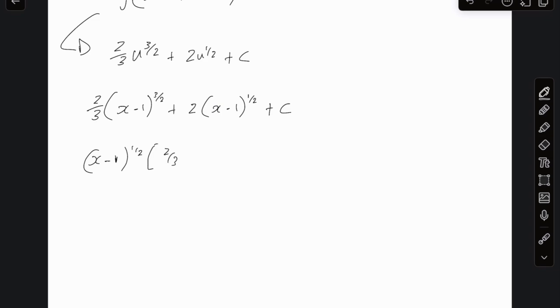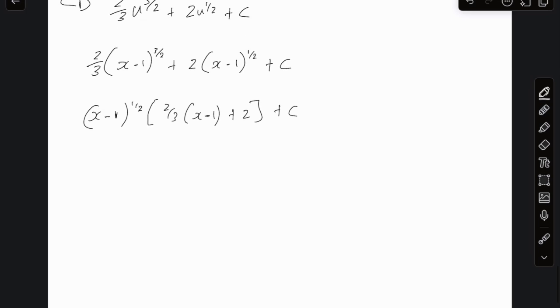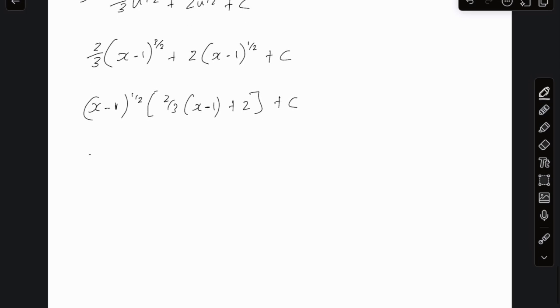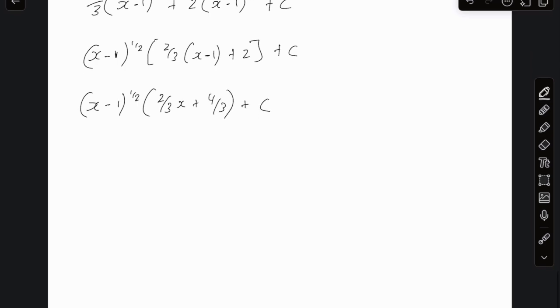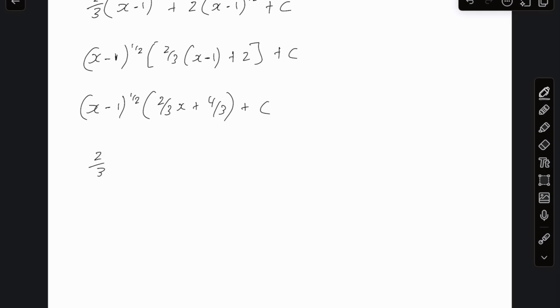Get 2/3 (x - 1), plus 2, plus c, which translates into (x - 1)^(1/2) plus 4/3 c, which gives me 2/3 (x - 1)^(1/2) (x + 2) plus c. Brilliant. And that's going to be the final answer for that question, guys.